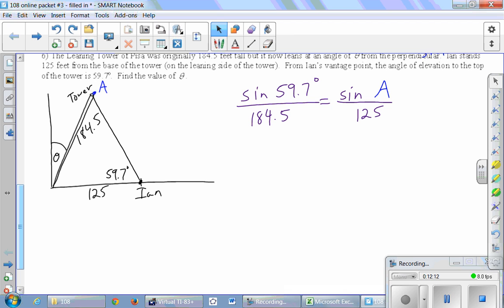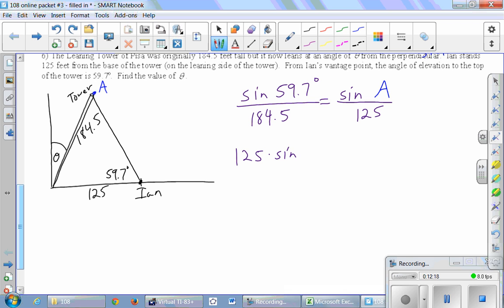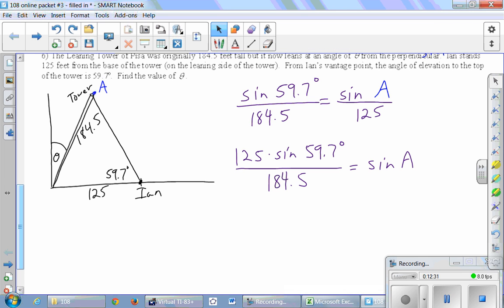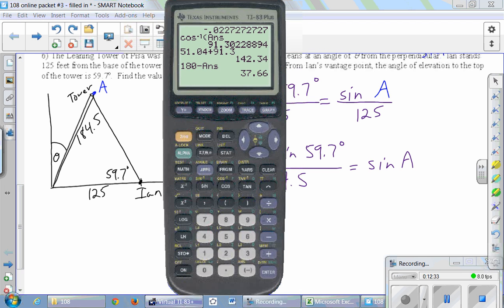Cross multiply is okay, but just multiplying by 125 is better. 125 is in the way, it's near the A, and we don't want it there, so it's kind of the greedy thing to do. Instead of cross multiply, just move what needs to move. So multiply both sides by 125, and then we can type that left-hand side into the calculator.